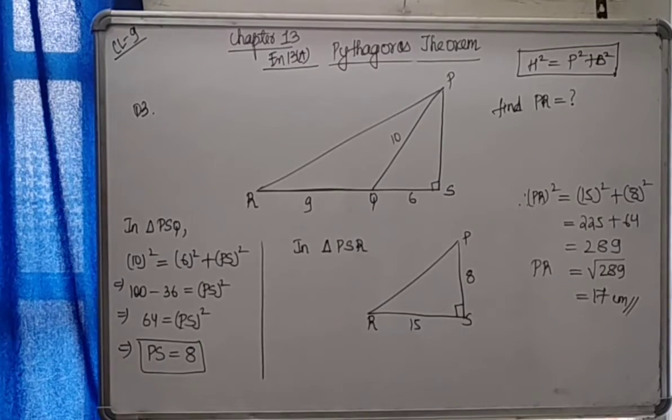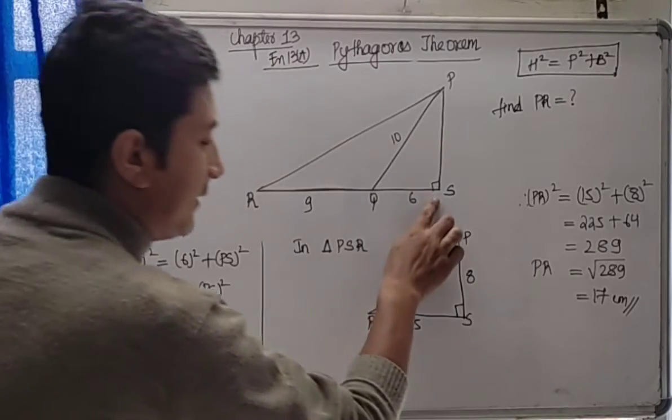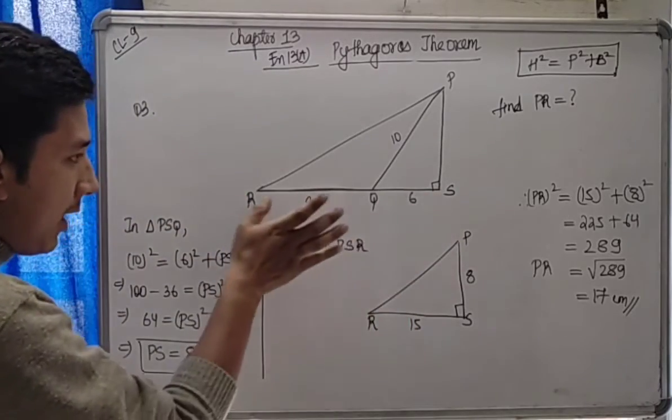In question number 3, a figure is given to us. In this figure, angle S is 90 degree, PQ is 10, QS is 6, RQ is 9.